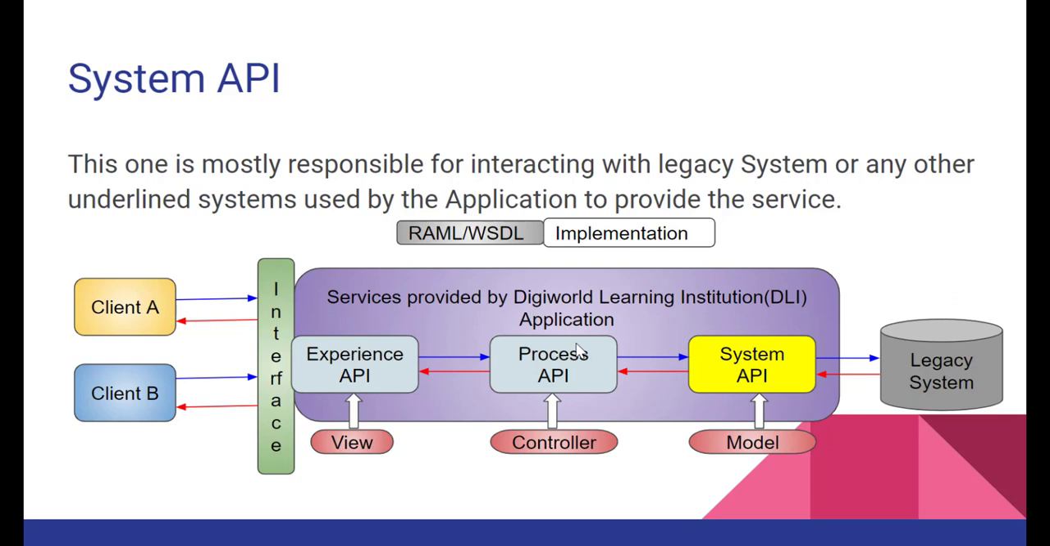So in this case, you can think of the request being received by the experience API first from the client. Whatever data is received as part of the request is forwarded to the process API. Now the process API processes that data, and it understands which systems need to be called for processing this request. So suppose there are two systems it needs to call, then it will call those systems via the system API, right?